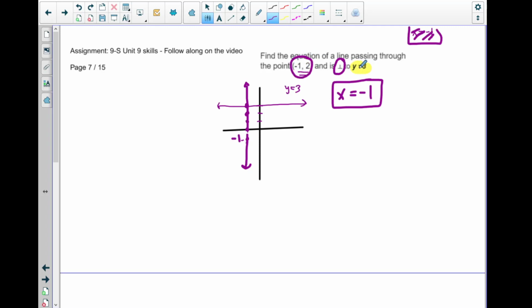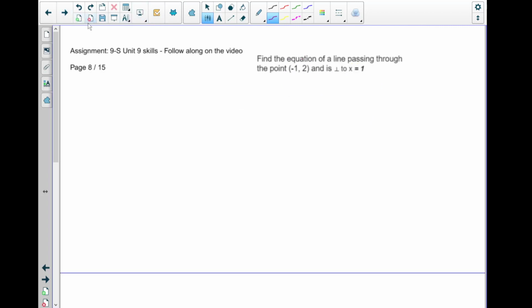So we knew it's perpendicular to y equals, so it's an x equals, and we know it's an x equals -1 because that's the x value of the point that it passes through. So you can draw this graph every time if it helps you, or you can just memorize that little trick and you're done. Okay, next skill.